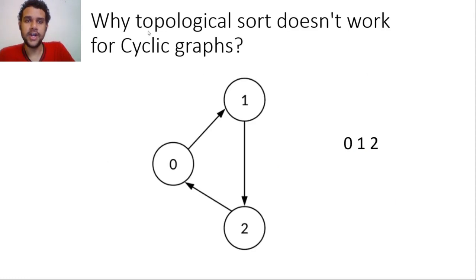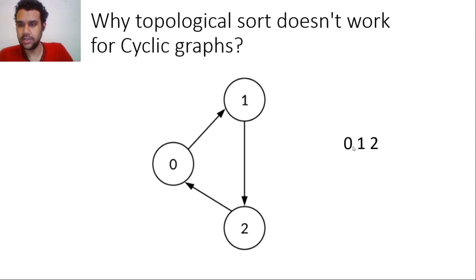Next, why topological sort doesn't work for cyclic graphs? This is because the order might change. So we have a cycle over here from 0, 1, 2. Let us suppose our sorted order is 0, 1, 2. But from the graph, we can see that 2 comes before 0 and after 1.